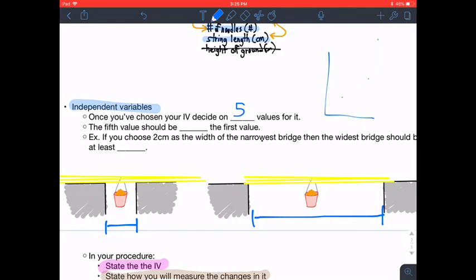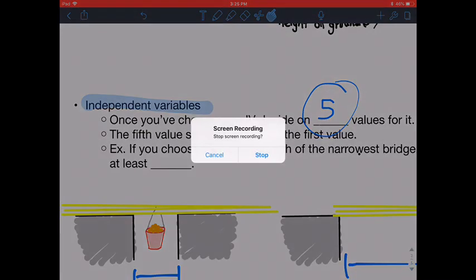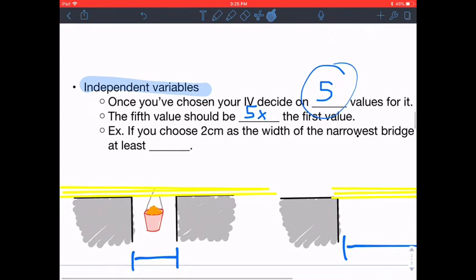And even then, if I got 2 more data points, maybe it's even more complicated. Maybe it is a line. I don't know. The only way to get a really good idea of the shape of a relationship is to have 5 data points. Another important thing about independent variables is that the 5th value, so if you have your 5 values, the 5th value should be 5 times the value of the first one.